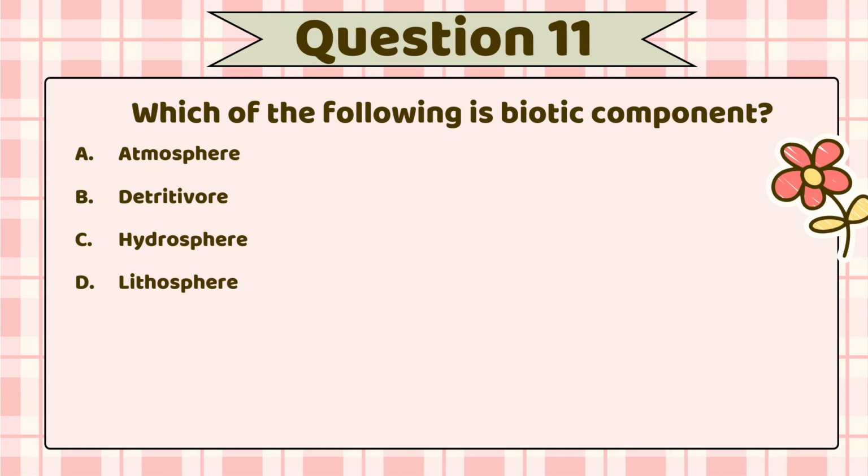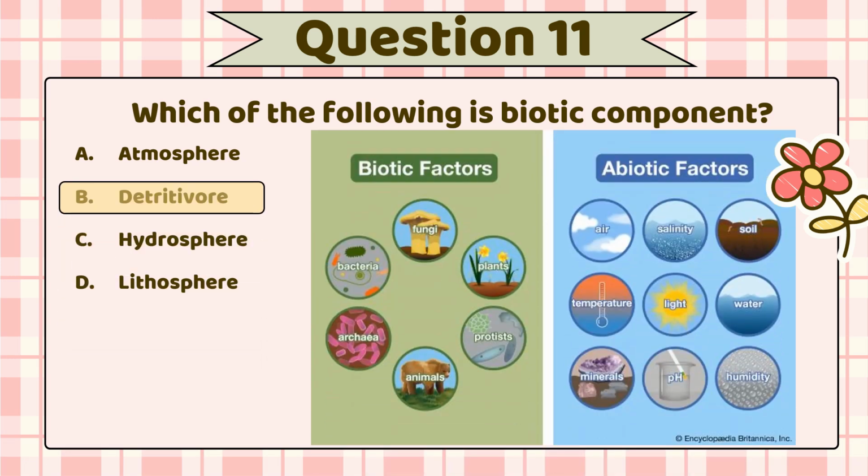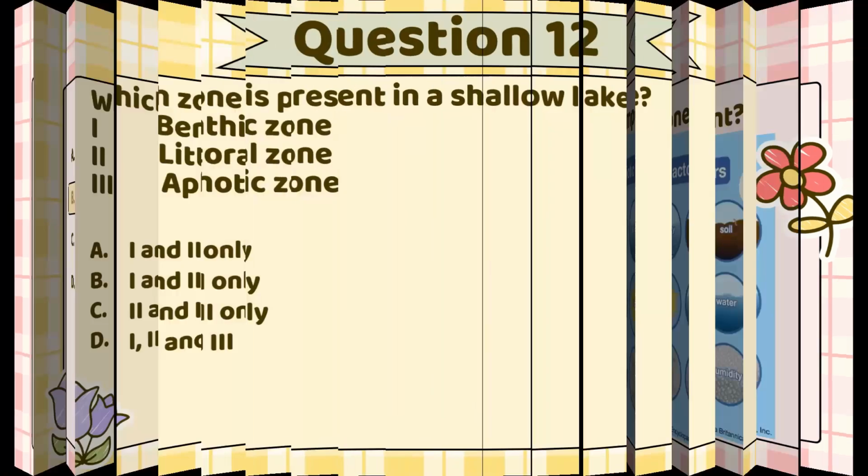Question 11. Which of the following is biotic component? The answer is B, detritivores. As you can see, biotic factors are living organisms such as fungi, plants, protista, animals, archaea, bacteria, while abiotic factors are non-living things such as atmospheres, hydrospheres, and lithospheres.